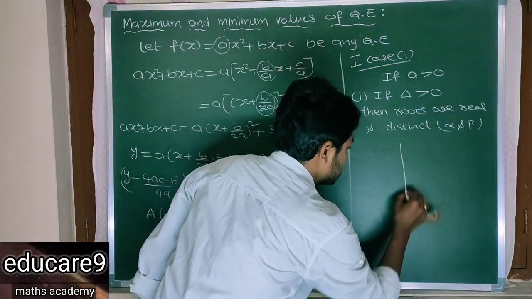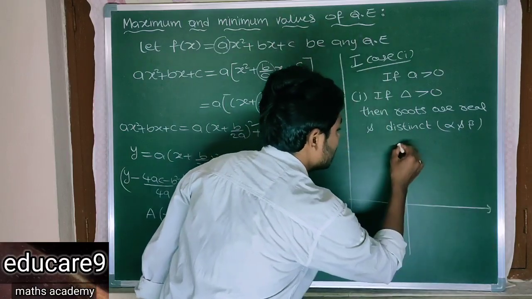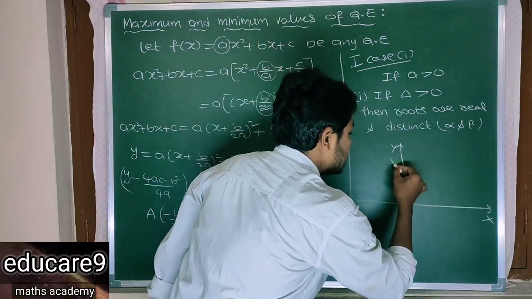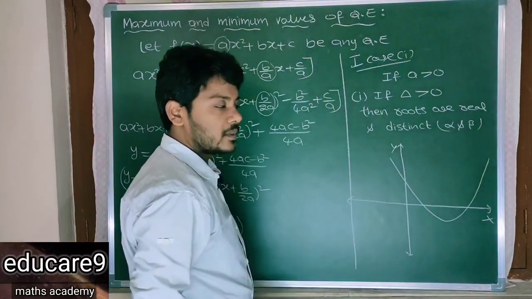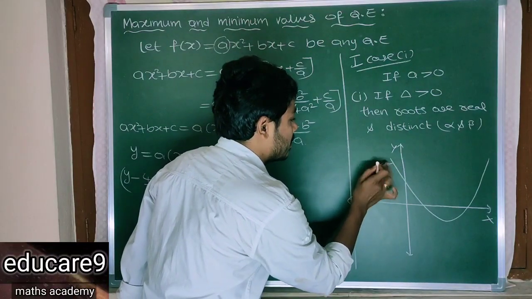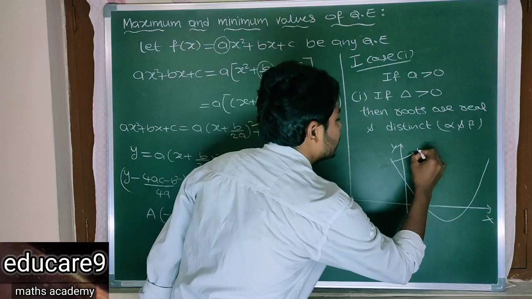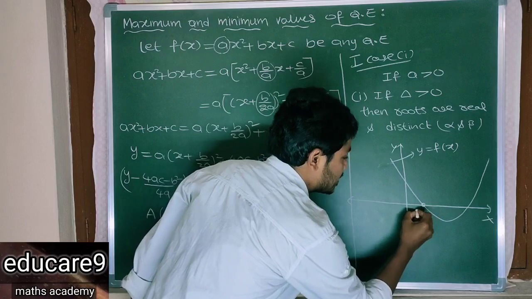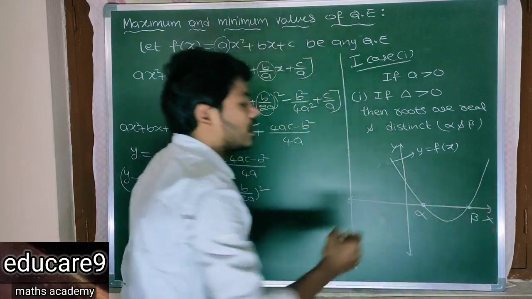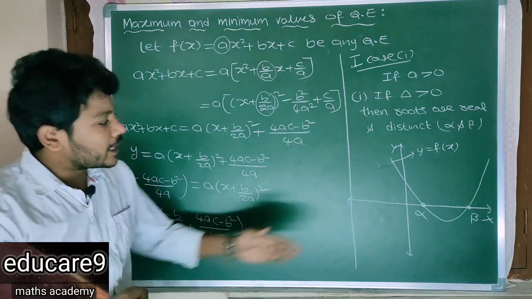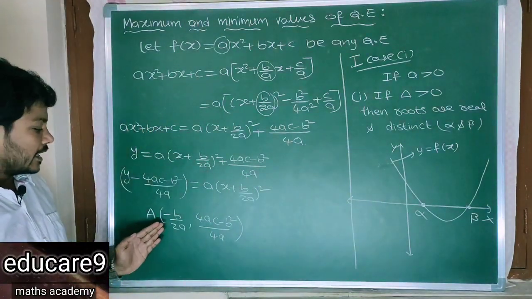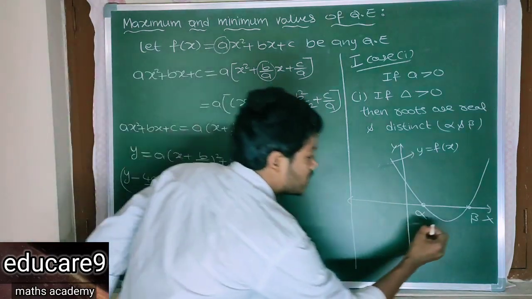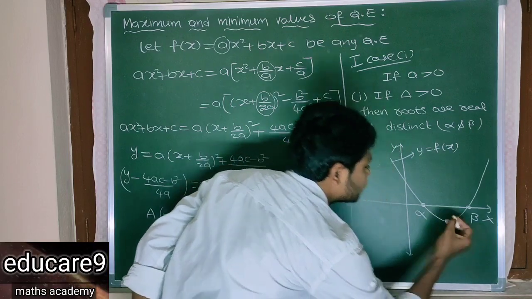So our parabola is like this. See here. So this is the x-axis and y-axis. So clearly this is the given graph, that is, the graph of y is equal to f of x, and this graph intersects the x-axis at two distinct points that are alpha and beta. And the vertex of this parabola is what? That is minus b by 2a comma 4ac minus b square by 4a. So this is the vertex of the parabola.